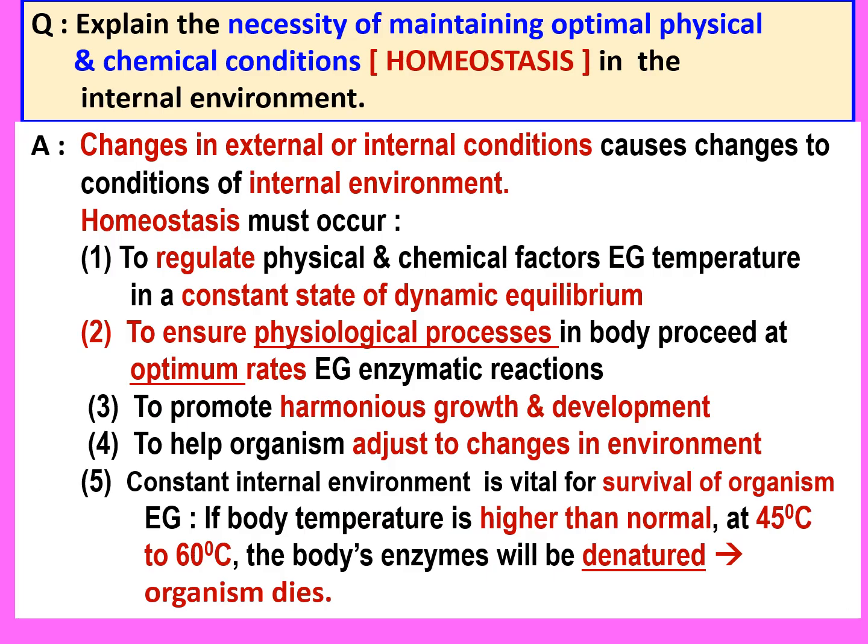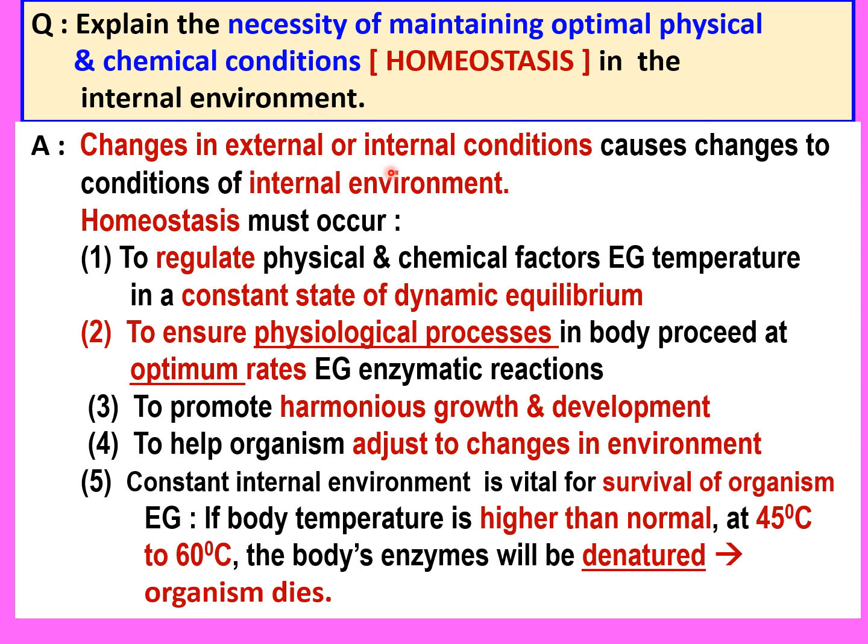Okay, we have studied the what of homeostasis. What is homeostasis? Now the why. Explain the necessity of maintaining optimal physical and chemical conditions in the internal environment. Okay, 4 marks. It can be asked as a question, or it could be explain the necessity of carrying out homeostasis, because maintaining optimal physical and chemical conditions is homeostasis. So what is the necessity or importance of homeostasis in the internal environment of our body? Let's look at the answer.